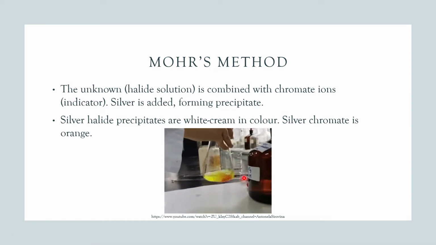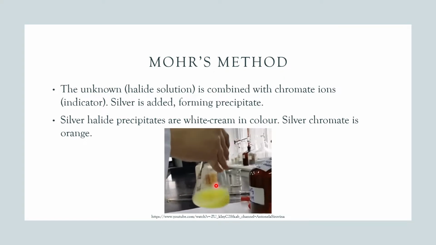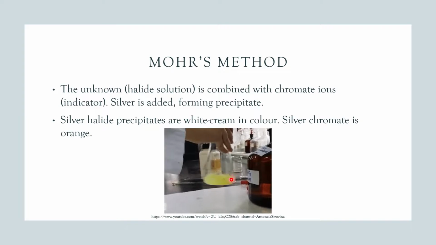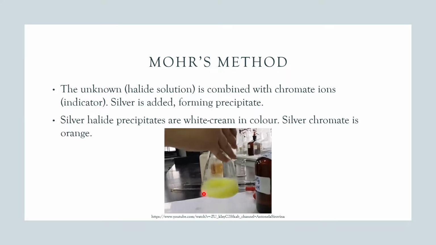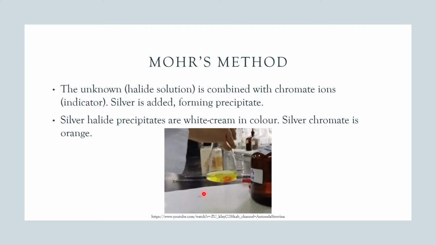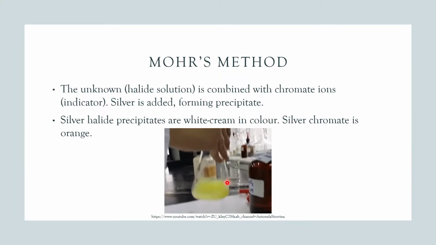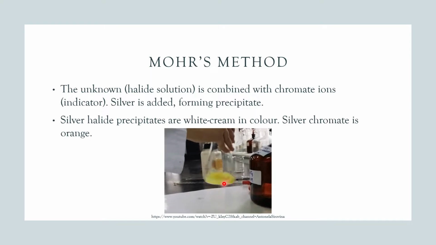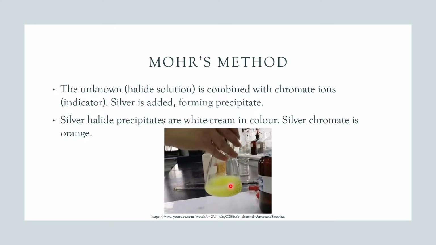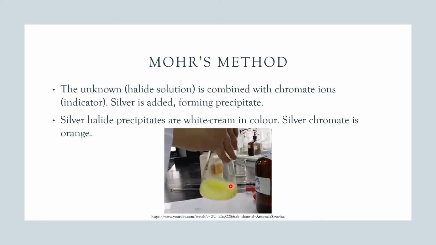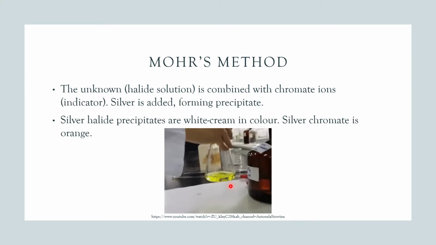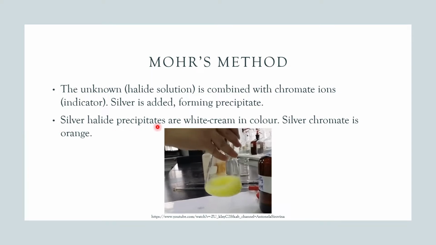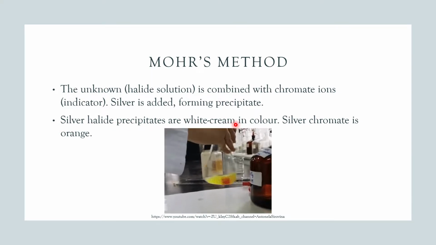In the GIF below, something that we should notice is that we start with our halide solution with a chromate indicator. So the halide solution would generally be clear, but the chromate indicator starts as yellow. As we add silver from the top, you can see that some of the silver chromate forms at the beginning. It's quite orange. We can see it there. But as we start to mix further, we can see that that silver chromate actually goes away and we start forming a white precipitate. The silver halide precipitate is actually going to form first.